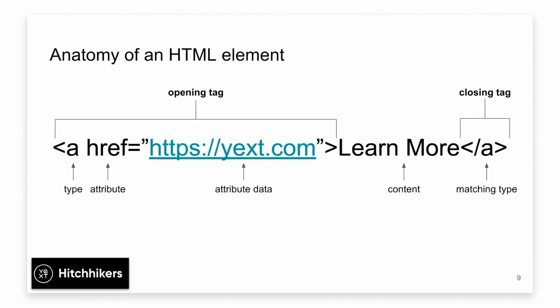So here's an example of an HTML element. We have 2 tags, the opening tag on the left and the closing tag on the right. The opening tag is defined by the type which comes first, and then any attributes that come after. The closing tag just has the matching type to the opening tag.